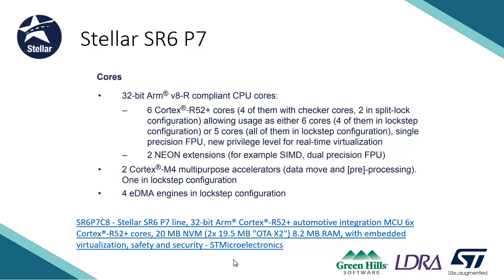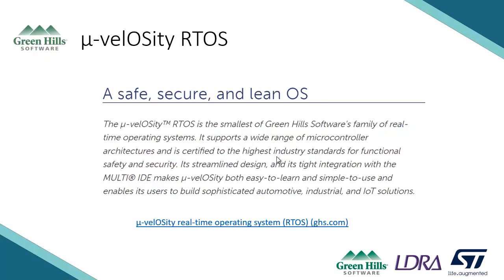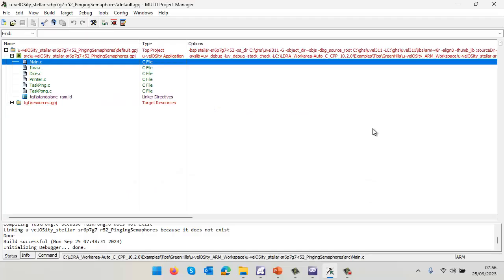In order to be able to run a program on this board, what I'm using is the Greenhills u-velOSity RTOS. And once again, if you want more information on this, then please go to the web and you'll find information on it. Now, the starting point is I've used Greenhills MULTI in order to create a project. I've created a project based on the u-velOSity operating system, and I've targeted this Stellar device.